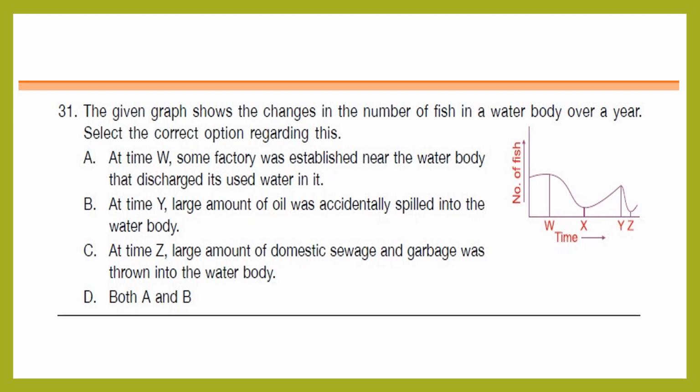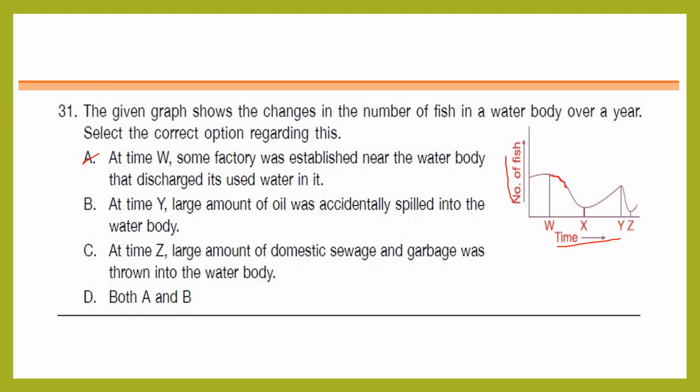Question number 31. The given graph shows the changes in the number of fish in a water body over a year. Select the correct option regarding this. Option A. At time W, some factory was established near the water body that discharged its used water in it. In this graph, this is time and here is number of fishes. So at time W, the number of fishes is here and then it starts decreasing. That means statement A is true.